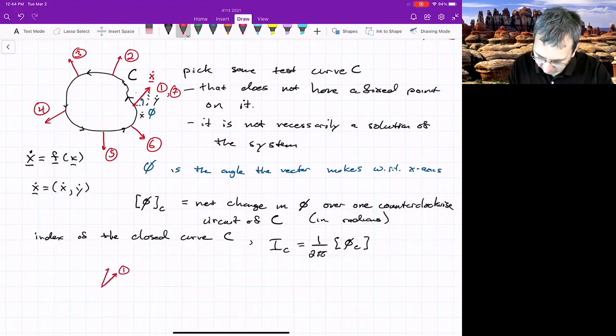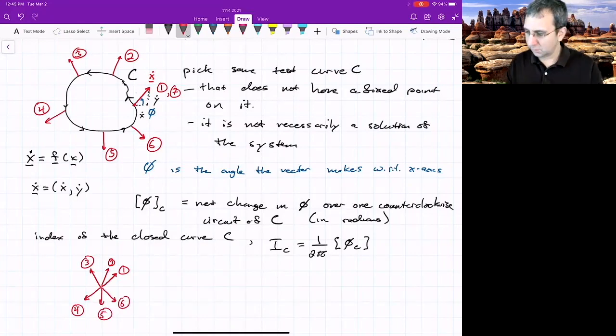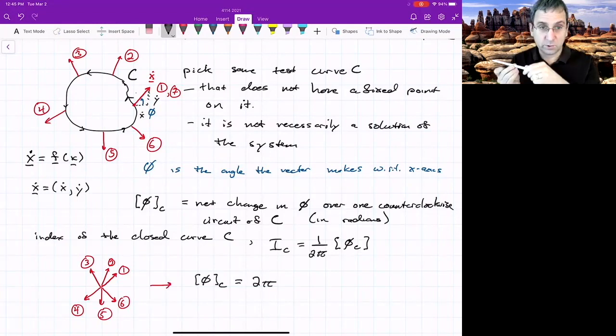And then we had this. Then we had this. The magnitudes don't matter, just the direction. And then this, 5, 6, and then back to 7. So if you go through that sequence, we turned around once counterclockwise. So that means this is 2 pi. We went around 2 pi.